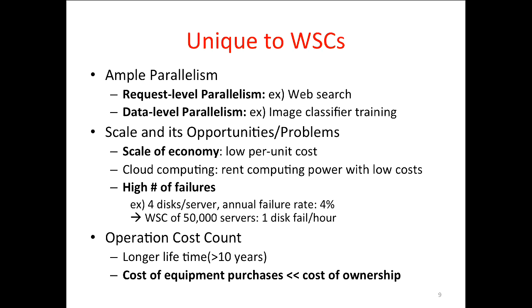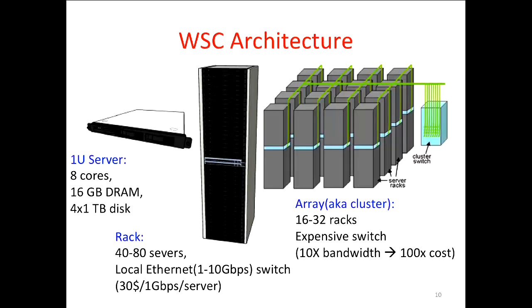Then let's move on to the warehouse scale computer architecture. We have already seen the features of a server, rack and array. In a server, we have 8 cores, 16 gigabytes of DRAM and 4 1-terabyte disks. As I said, a rack is a higher unit of a warehouse scale computer. In a rack, we have 40 to 80 servers, and these servers are connected by cheap local Ethernet switches.